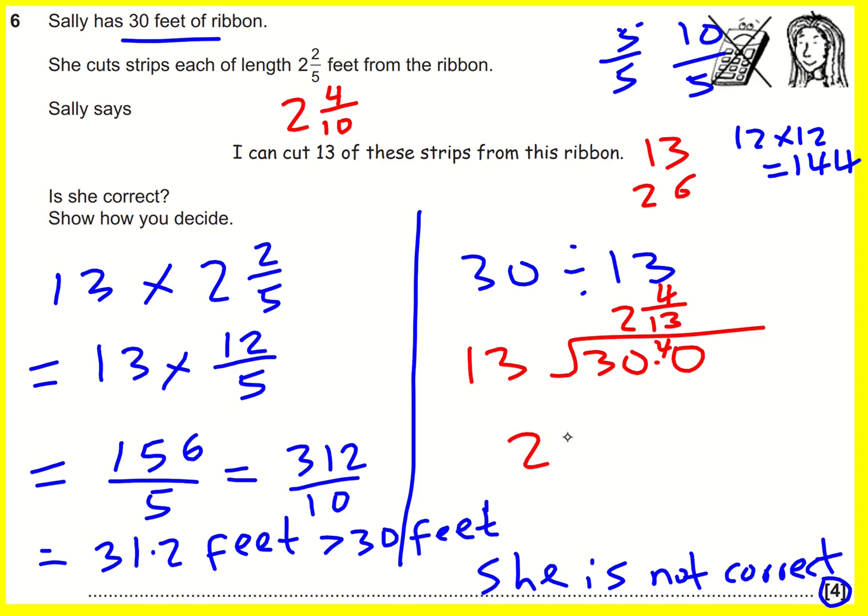So 2 and 4/13 is less than 2 and 4/10, because if I divide by a larger number, this is going to be smaller. And therefore my strip length is going to be less than the actual strip length I want, and for the same reason she's not going to be correct. Like I said, I prefer this version on the left, but you can do a division as well.